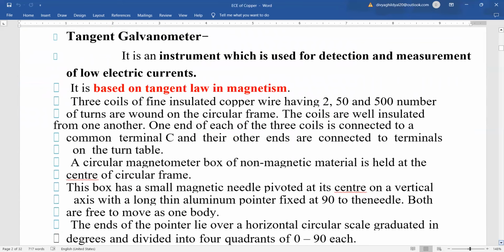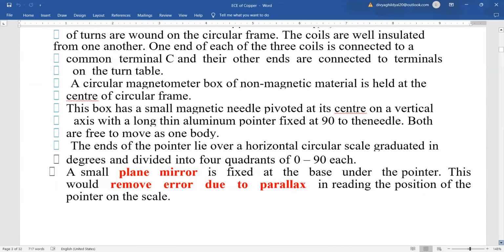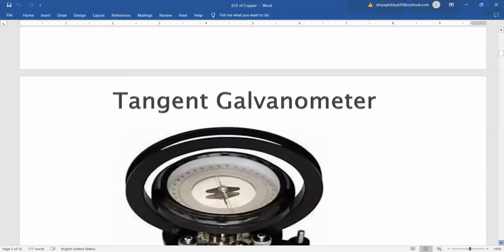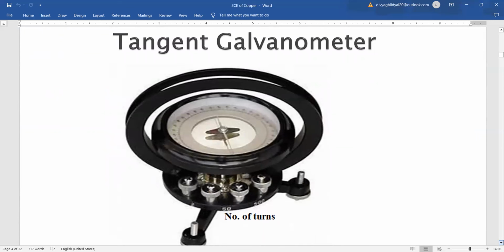What is tangent galvanometer? Tangent galvanometer we also use in the experiment of variation of magnetic field along the axis of a circular current carrying coil. This is what a tangent galvanometer looks like. 250, 500 are the number of turns which we will be taking in the experiment. This is the pivot. Here is the needle or the pointer through which you will be reading these angles of deflection. This small magnet is here.